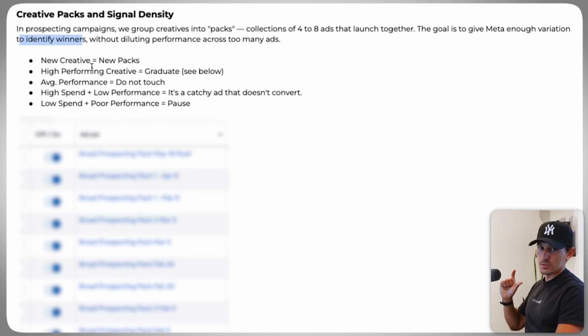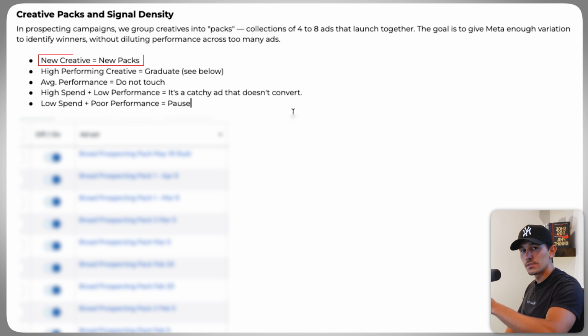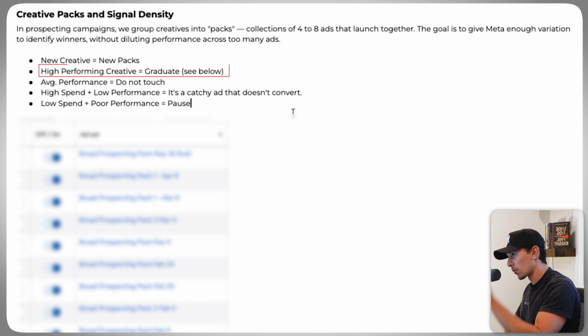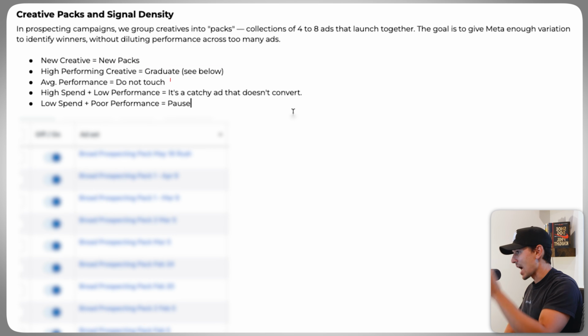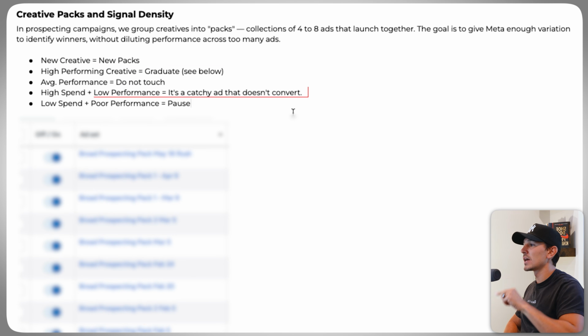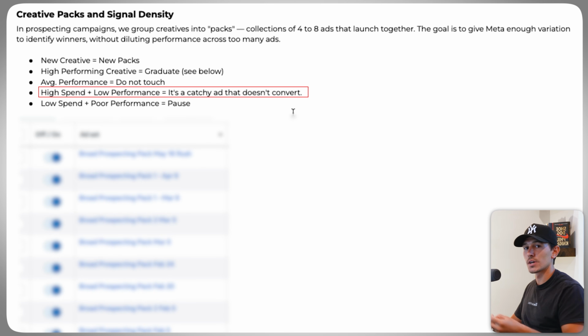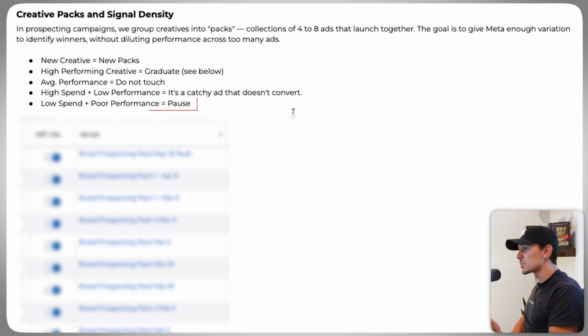Here are the key principles that you need to understand. If you've gotten this far, you get a value bomb right now. New creative equals new packs. High performing creatives equals graduate. Average performance, leave it. High spend plus low performance equals it's a catchy ad that doesn't convert, aka iterate. Low spend plus poor performance, pause, cut it.